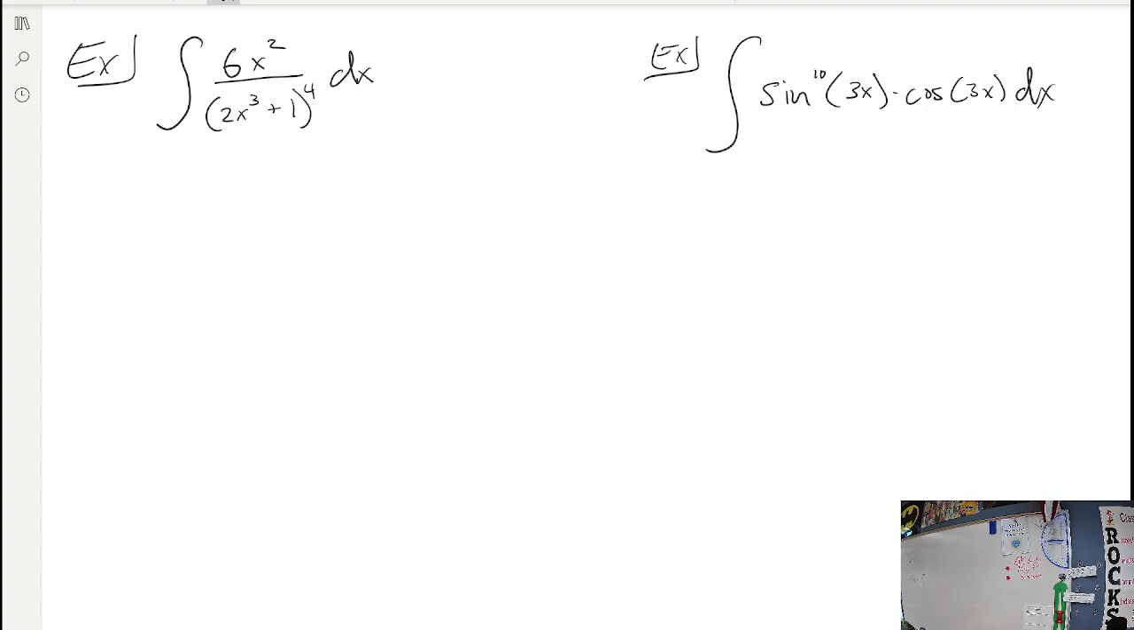Wait, so for the second one, is this how we would proceed? What? The antiderivative of sine is negative. That's not a bad idea, but I have no idea how to integrate that because it's still a product rule, isn't it? And integrals don't have product rules. So we've got to try to use something else.